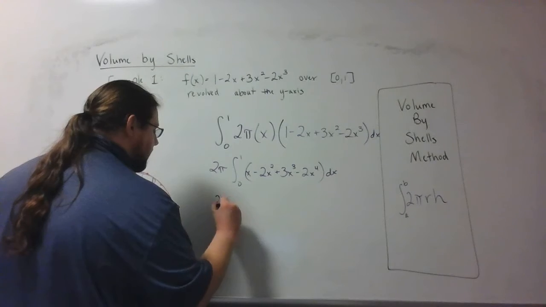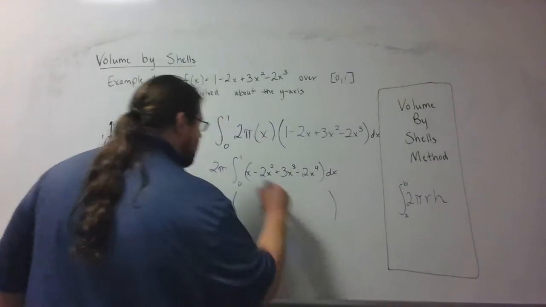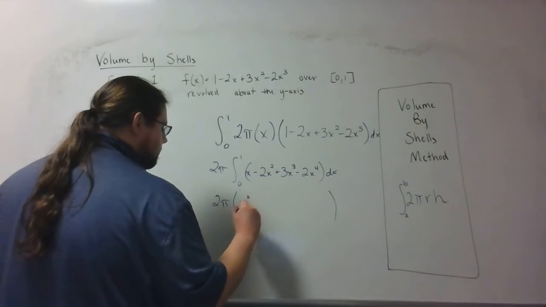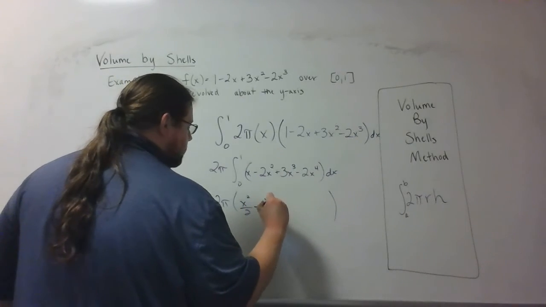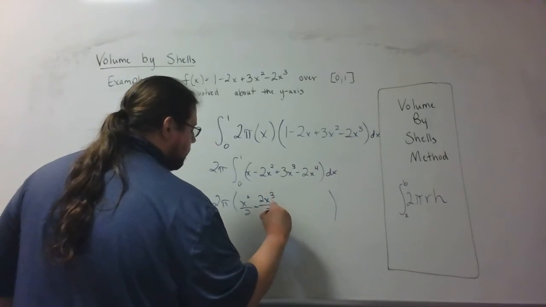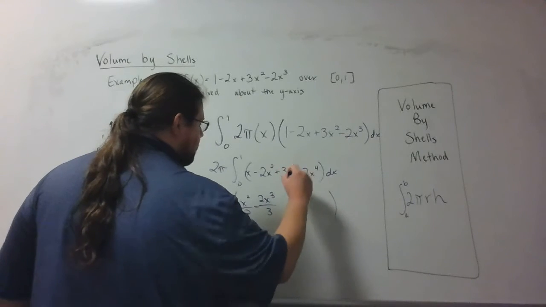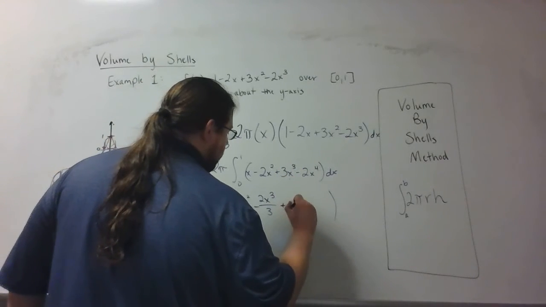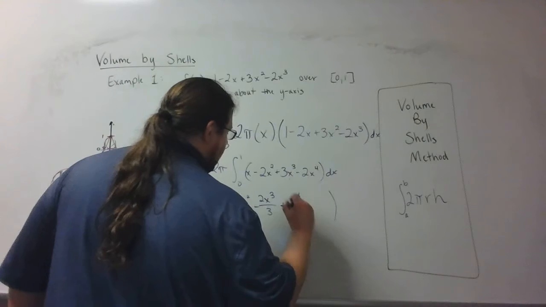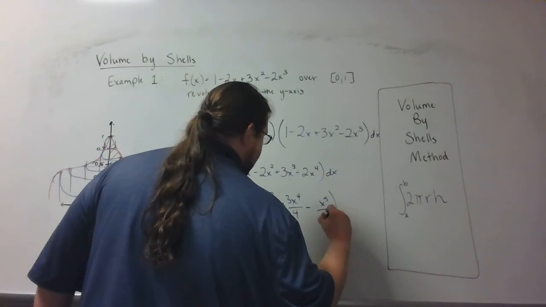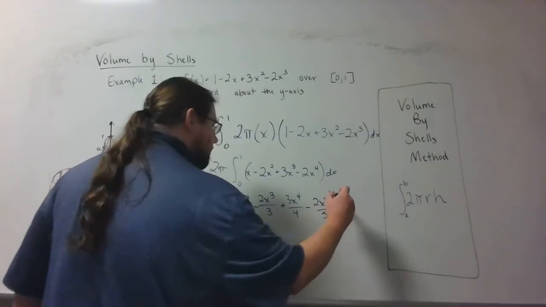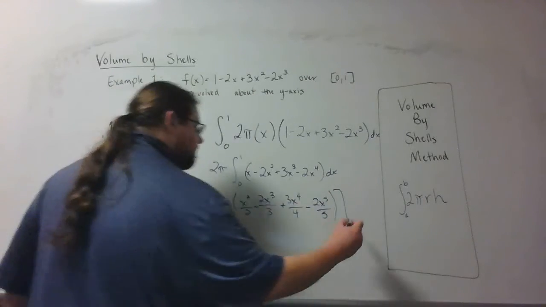So 2 pi on the outside, x becomes x squared, so I'm going to divide by 2. X squared becomes x cubed, so I'm going to divide by 3. 3x cubed, that x cubed is going to become x to the 4th, so I'm going to divide by 4. That's going to become x to the 5th, so I'm going to divide by 5. And we're going to evaluate that from 0 to 1.